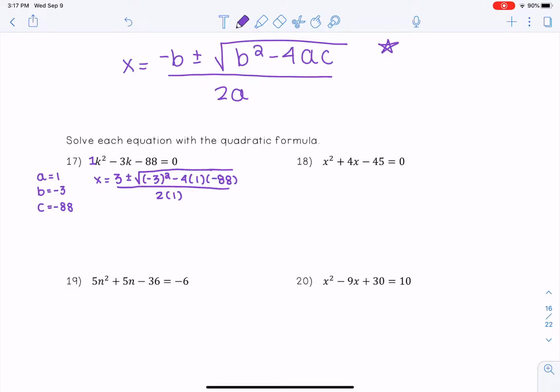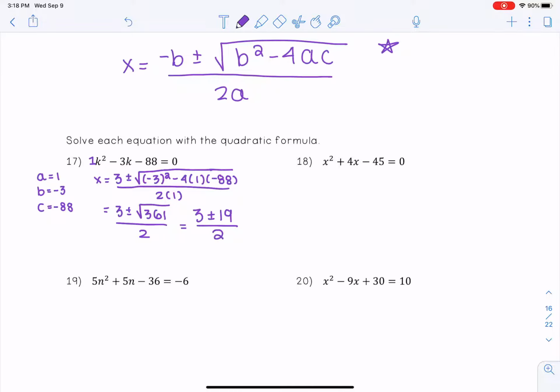Now what I like to do is plug in whatever is underneath the radical right into my calculator so that I don't mess it up. So I'm going to write this as 3 plus or minus the square root. Plug it straight into your calculator, parentheses and all. You get 361 all over 2. Now square root of 361, try it in your calculator. See if you can actually take a square root, and you can. So it's actually 3 plus or minus 19 over 2.